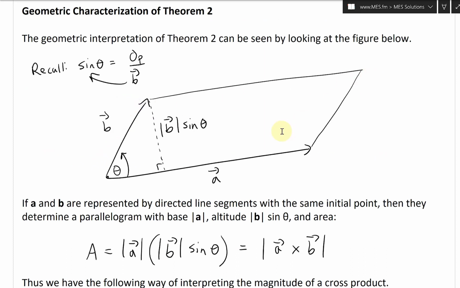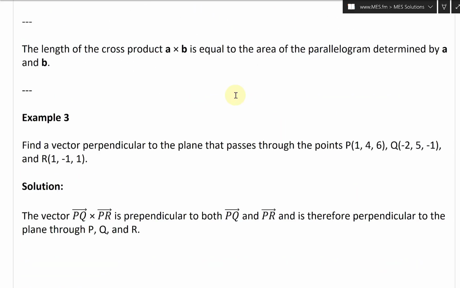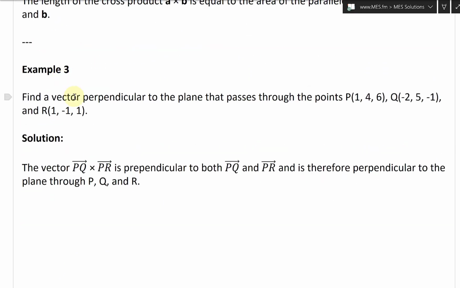Draw this across where these are parallel, parallel, parallel, parallel, like that. There's a parallelogram. All right, and now this brings us to example 3. This one states: find a vector perpendicular to the plane that passes through the points P(1, 4, 6), Q(-2, 5, -1), and R(1, -1, 1). Let's take a look at the solution.